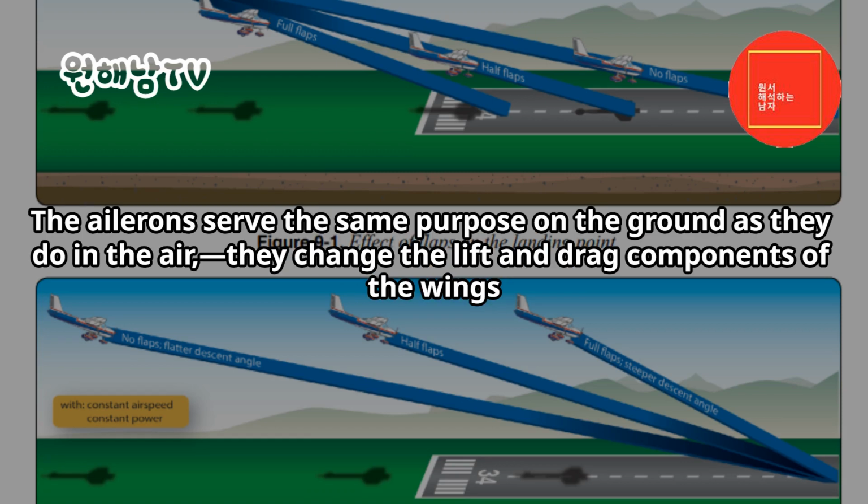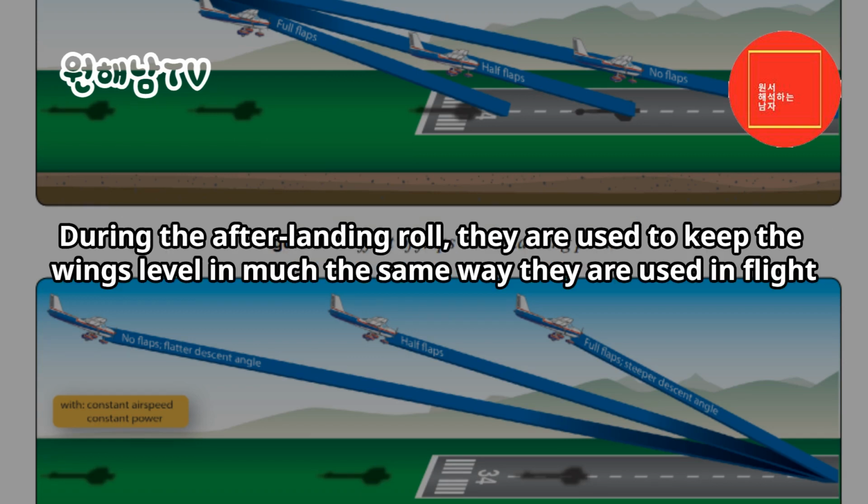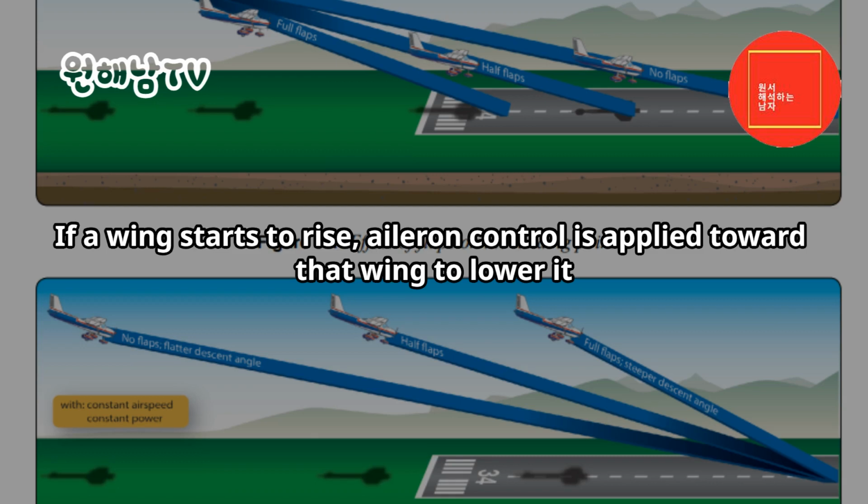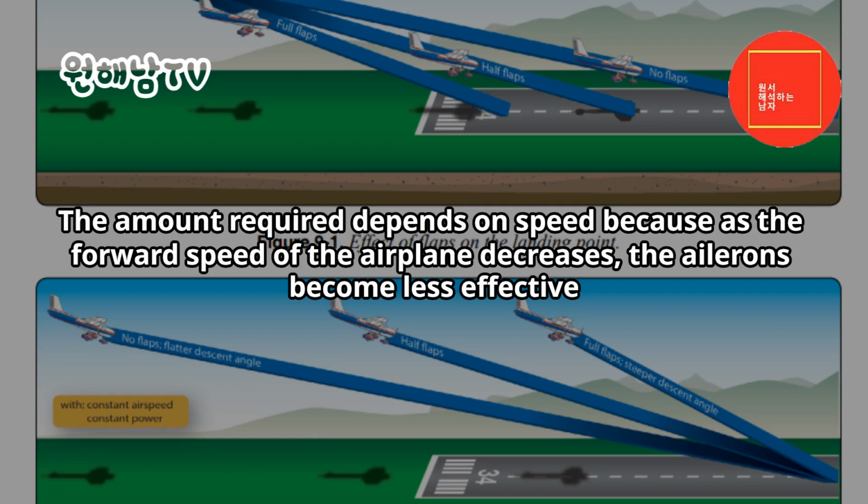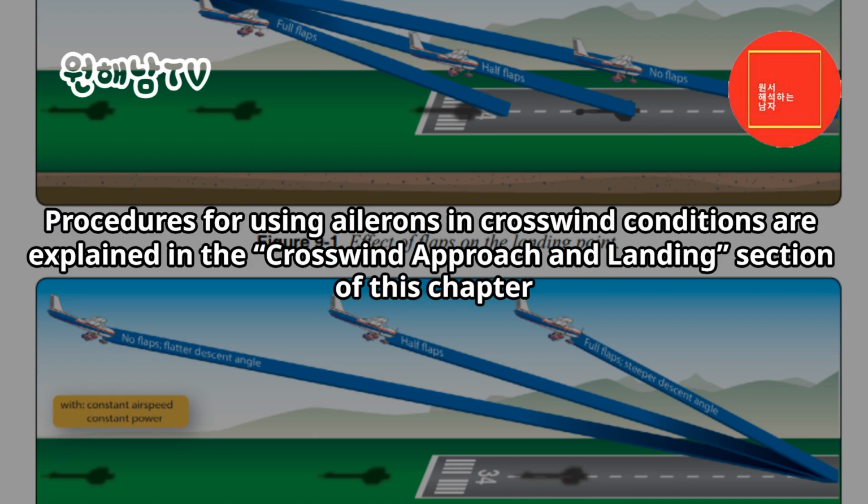The ailerons serve the same purpose on the ground as they do in the air. They change the lift and drag components of the wings. During the after-landing roll, they are used to keep the wings level in much the same way they are used in flight. If a wing starts to rise, aileron control is applied toward that wing to lower it. The amount required depends on speed because as the forward speed of the airplane decreases, the ailerons become less effective. Procedures for using ailerons in crosswind conditions are explained in the crosswind approach and landing section of this chapter.